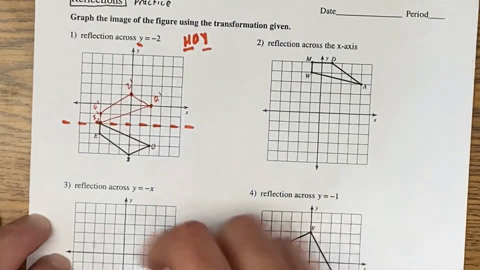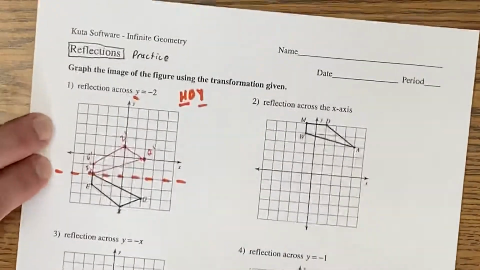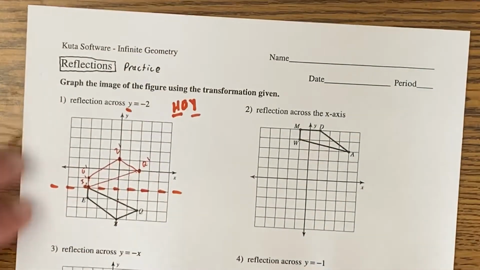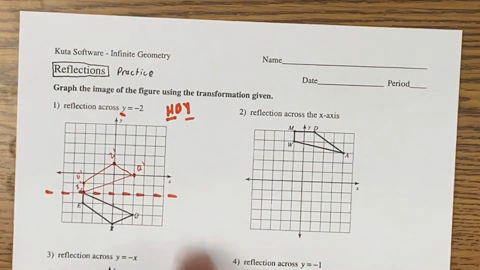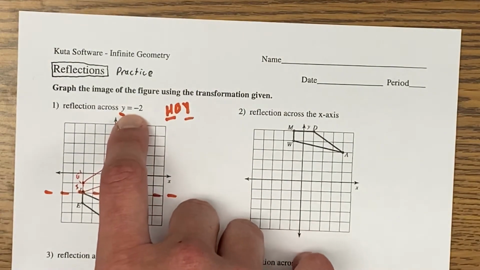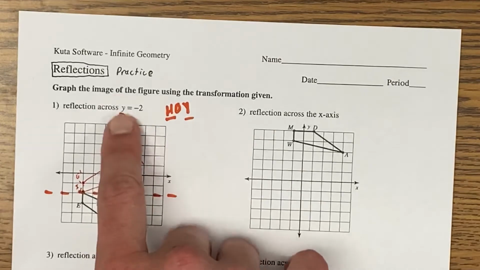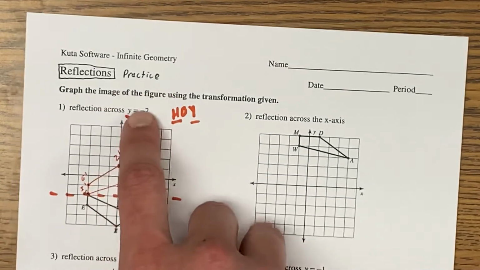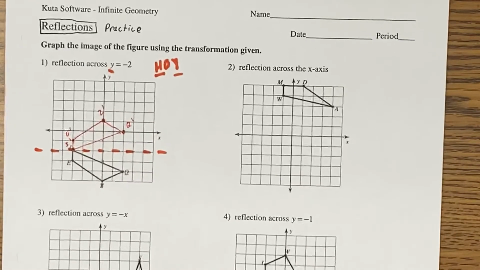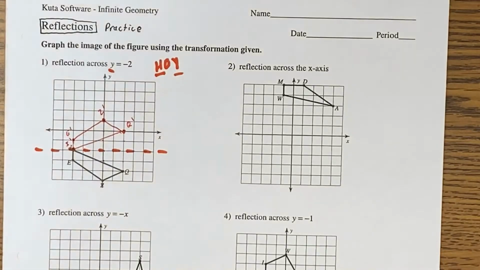Okay, so if we were to fold our paper over this line like that, then those two shapes would line up exactly. Okay, so now this wasn't one of the lines we talked about. We talked about the x-axis, the y-axis, y equals x, y equals negative x. However, we still need to know what those lines are. That's y equals -2.